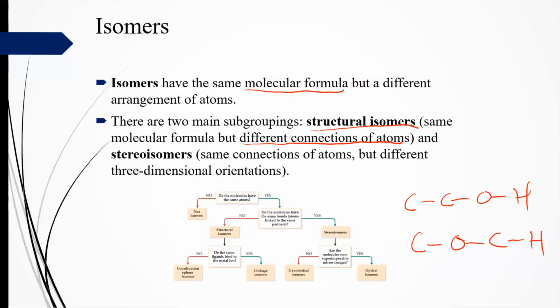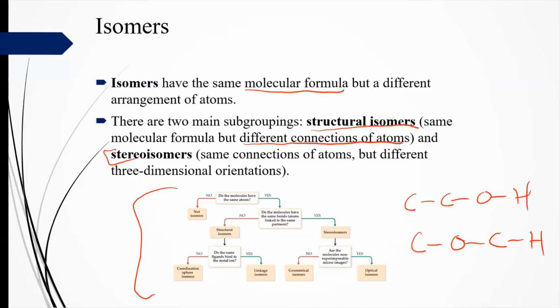Stereoisomers means that they are connected in the same way. CCOH, right? The next one is also CCOH. But they have different three-dimensional orientations. That means that when we were to draw them in 3D, they're not going to overlap. And so those are some ways to think about what your different ones are. And so this flowchart down there is supposed to help you clarify them.